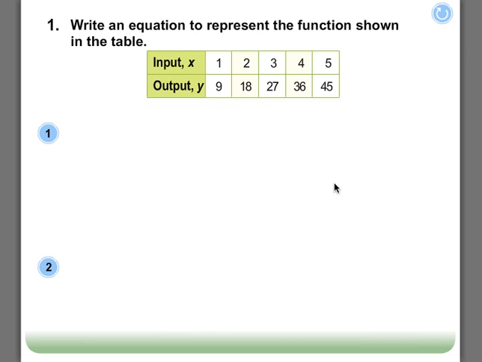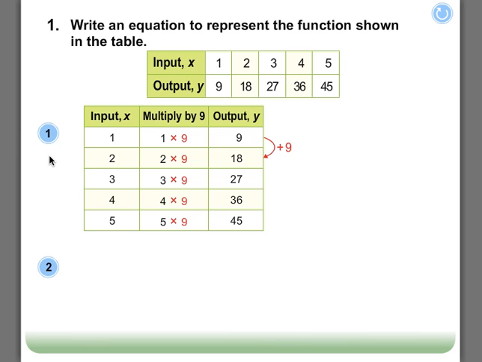Okay, we're going to write an equation to represent the function shown in this table. Oh goodness, I think I hit repeat. So you can see that again.